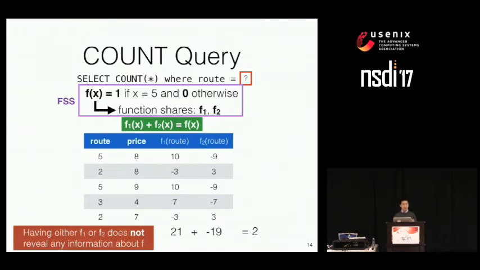So why does this work? Recall that f1 of x plus f2 of x equals f of x. This means in our example, given our function f of x equals 1 if x equals 5, across providers, the values will sum to 1 if the route is equal to 5. And since f of x is equal to 0 if x is not 5, across providers, the values will sum to 0 if the route is not 5.